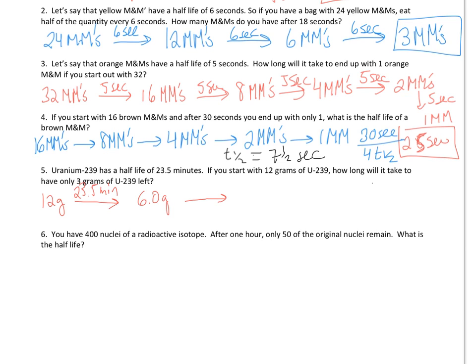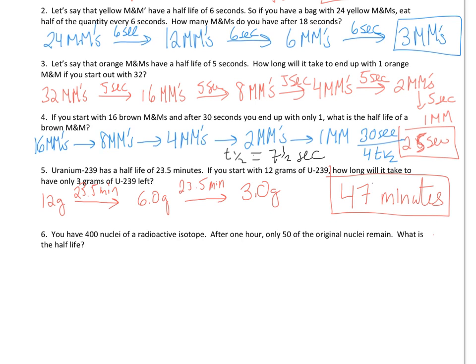And then after another half-life, so another 23.5 minutes, we'd be left with 3 grams. So we've reached our goal of 3 grams. It took us 2 half-lives to do that, and so that's a total of 23.5 minutes times 2, which is 47 minutes. So the answer is 47 minutes. Let's try the last one.